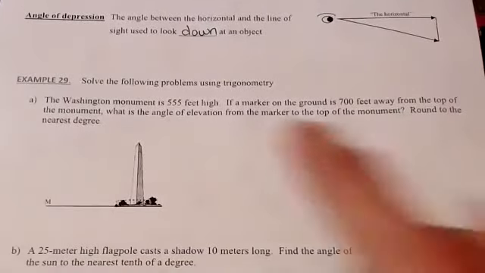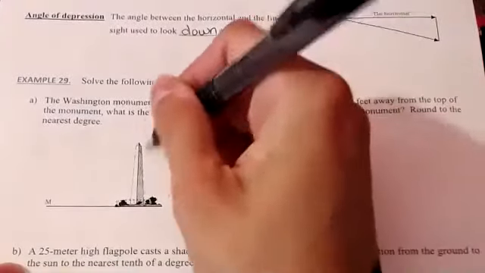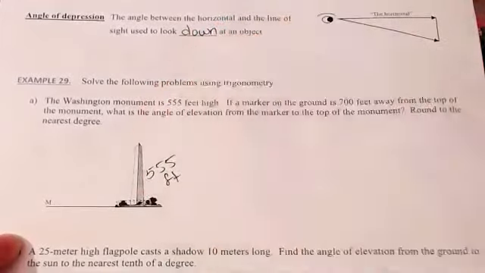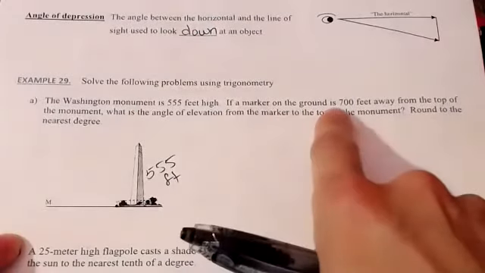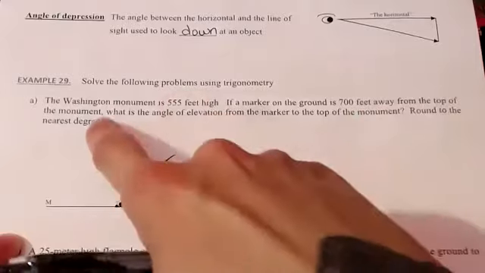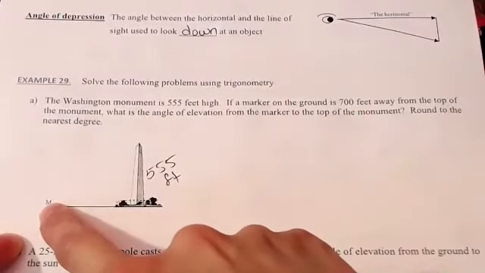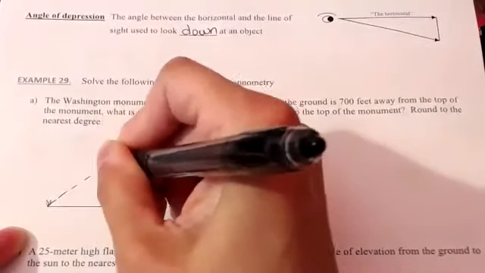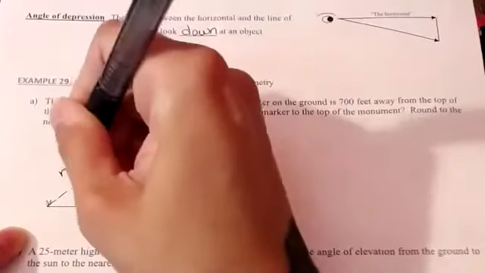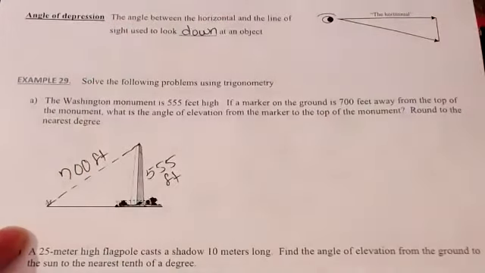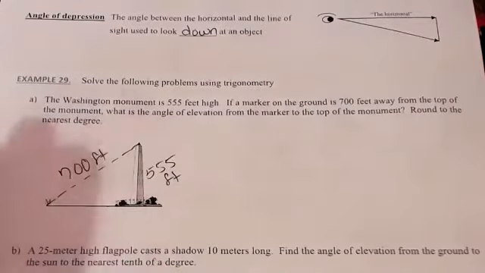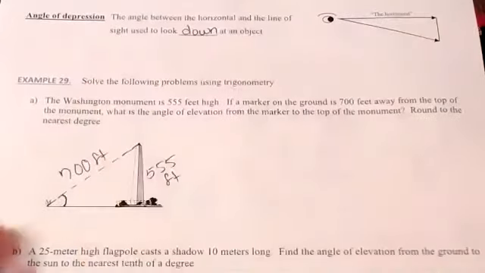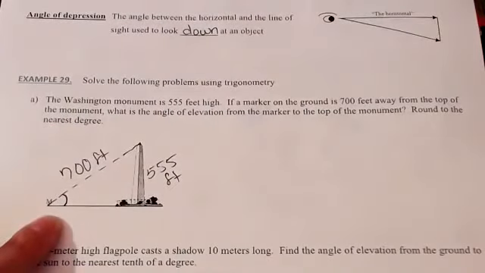The Washington Monument is 555 feet high. So we know that this height here is 555 feet. If a marker on the ground is 700 feet away from the top of the monument, let's draw this dotted line. This is 700 feet away from the top of the monument. What is the angle of elevation from the marker to the top of the monument? We want to know what is the angle here. That's what we're looking for.